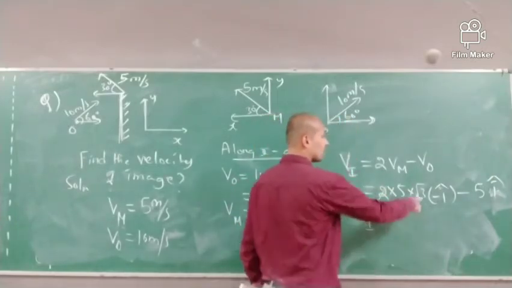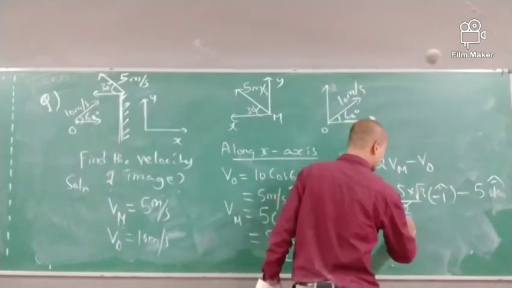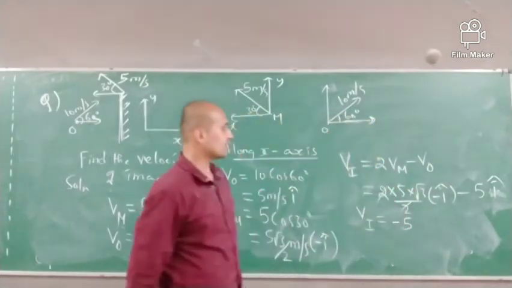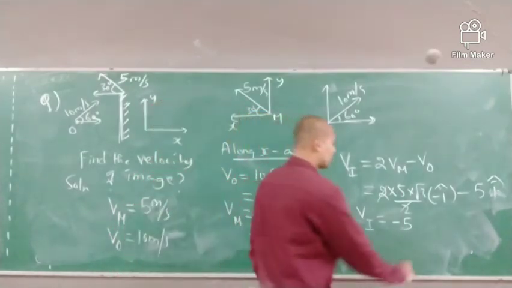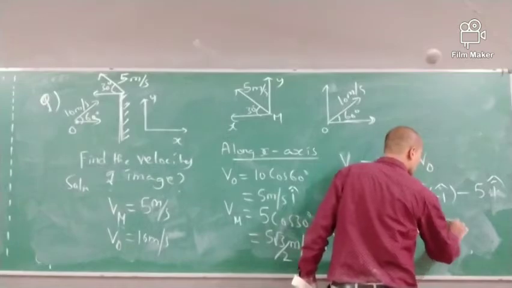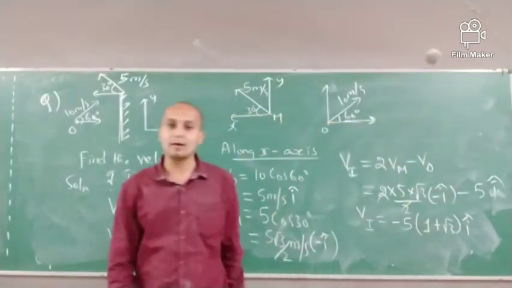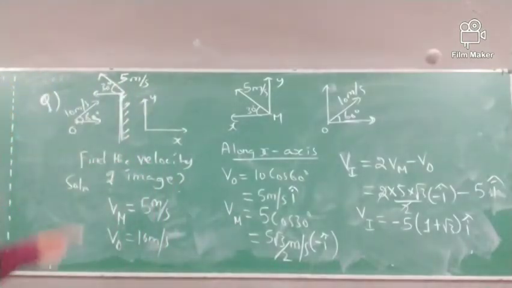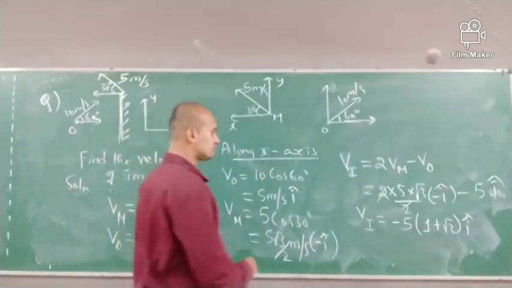So velocity of image along x-axis will be how much? 2 gets cancelled. This will become minus. If I take minus 5 common, what is the remaining? 1 plus root 3 i. So this is the velocity of image along x-axis: minus 5 times (1 plus root 3) i cap.